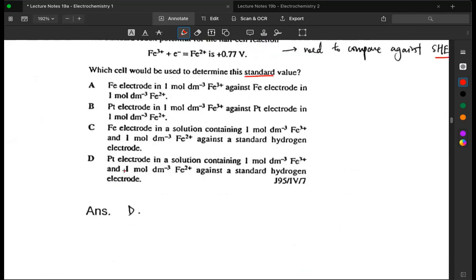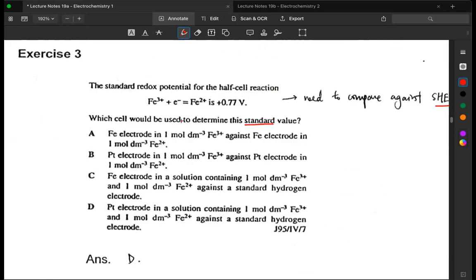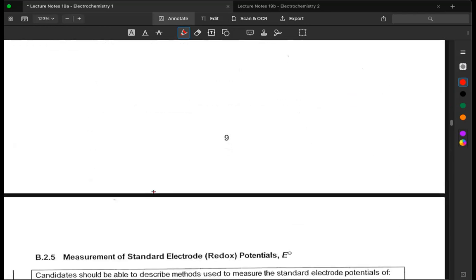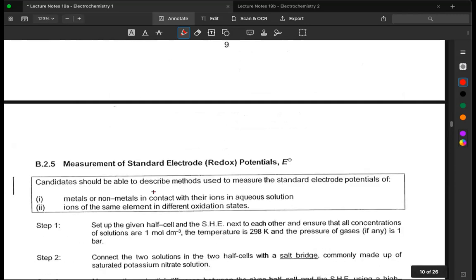Because this is obviously the ion electrochemical cell. Okay, so you already have Fe2+, Fe3+. Yeah. If not, if you use an iron electrode, it will affect the reading. It will not be accurate.